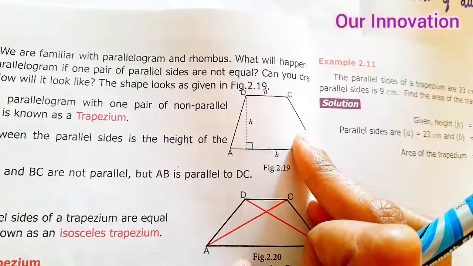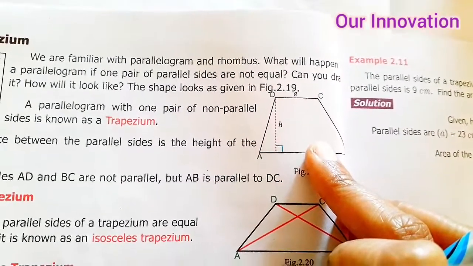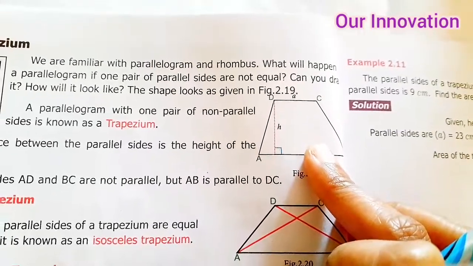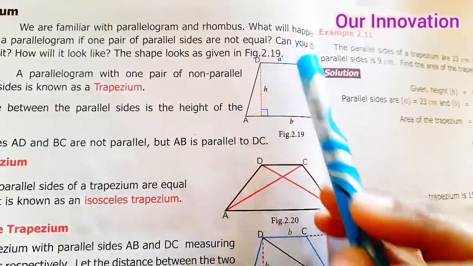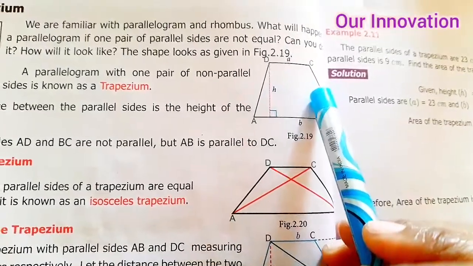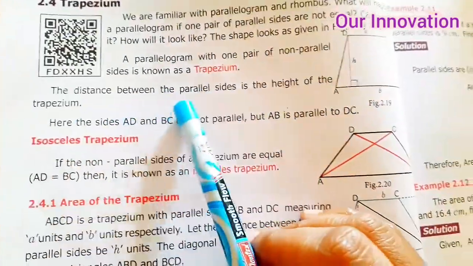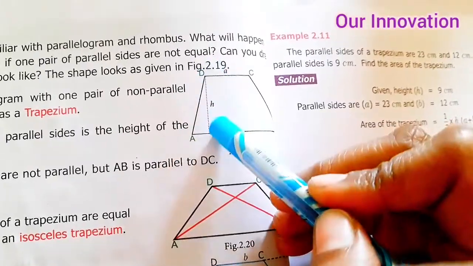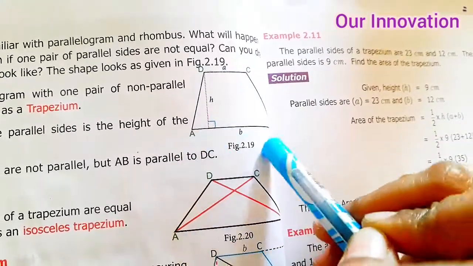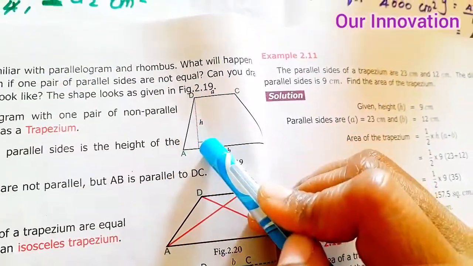If only one pair is parallel and the other pair is not parallel, then that is a trapezium. For a parallelogram and a rhombus, we saw that opposite sides are parallel. For a trapezium, only one pair of sides is parallel. Distance between the parallel sides is the height of the trapezium. Where the parallel sides are, we measure there, and that is the height. So the parallel sides are AB and CD, and the height you measure is h.